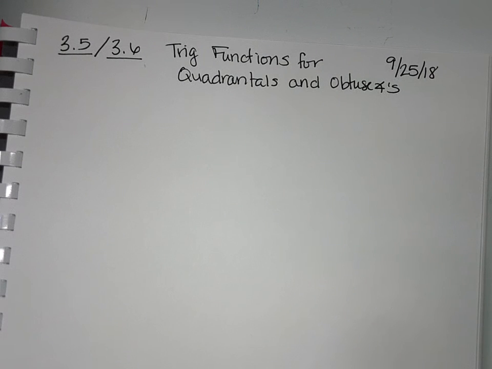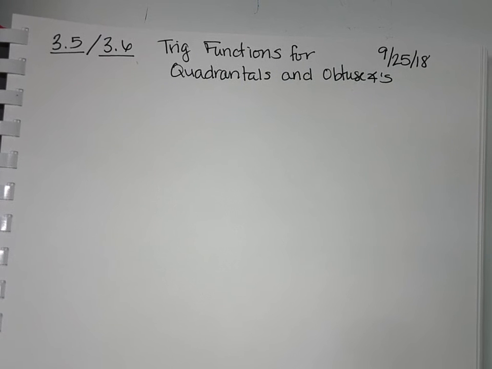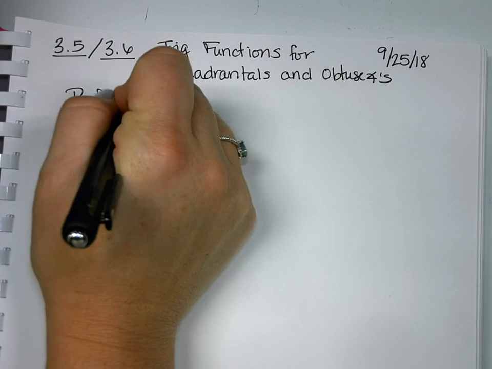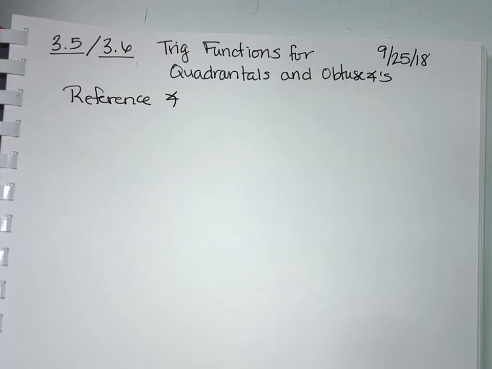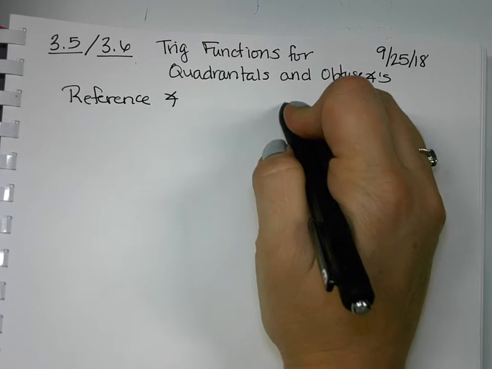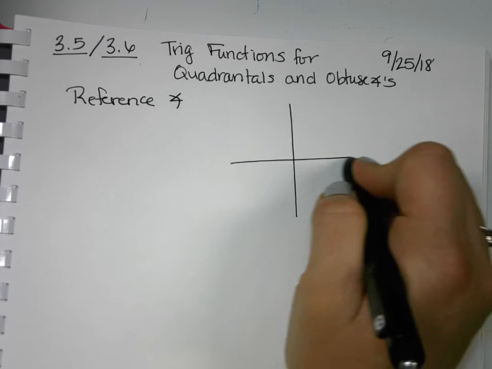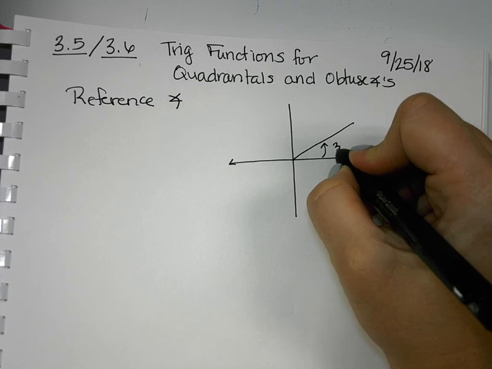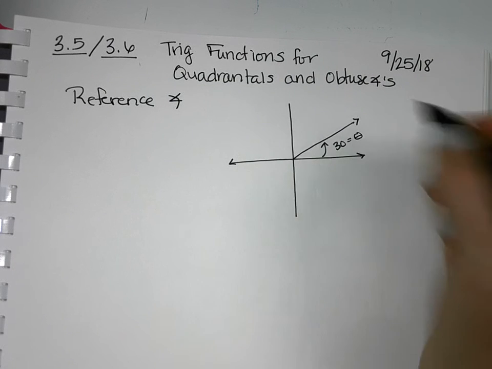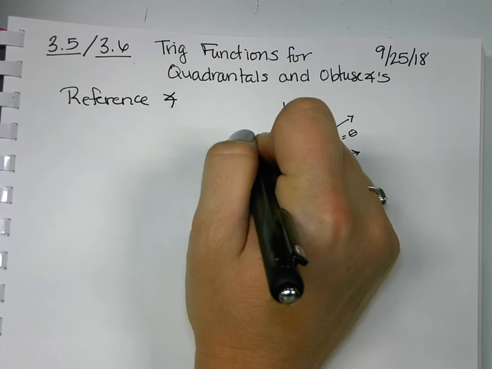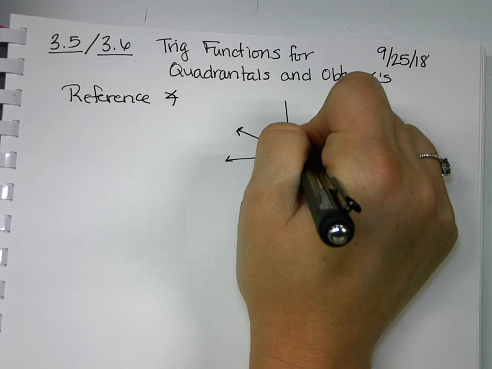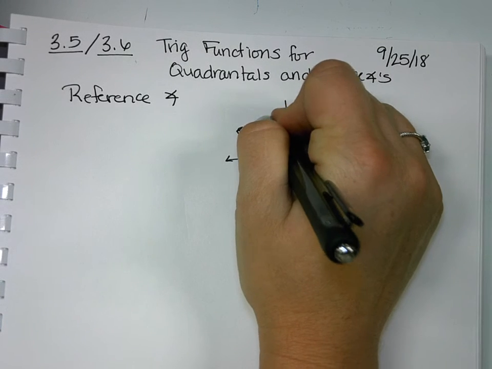I'll put obtuse angles. So one of the first things that we need to talk about in terms of trig functions for quadrantals or obtuse angles is we have to go over the idea of a reference angle. So a reference angle is when we have an angle. So if I say this is 30, so theta equals 30 degrees, and over here, let's say I have this angle is 150 degrees.